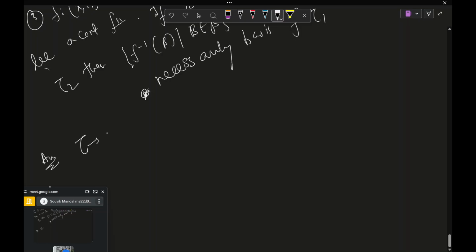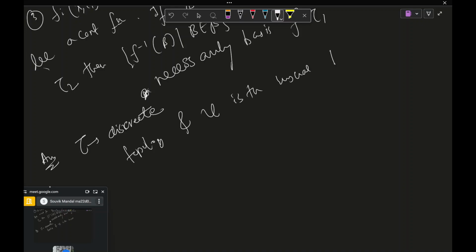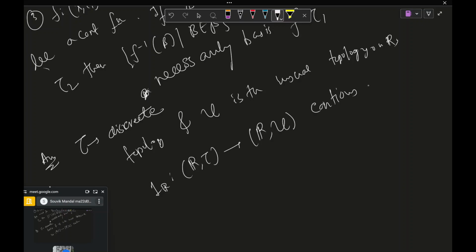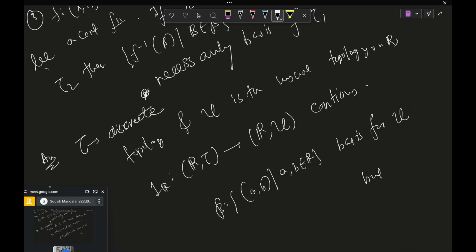Take tau to be the discrete topology, and let U be the usual topology. The identity map from (R, tau) to (R, U) is continuous. So we have beta equal to the open intervals (a, b), a basis for U, but its inverse image is not a basis of tau.